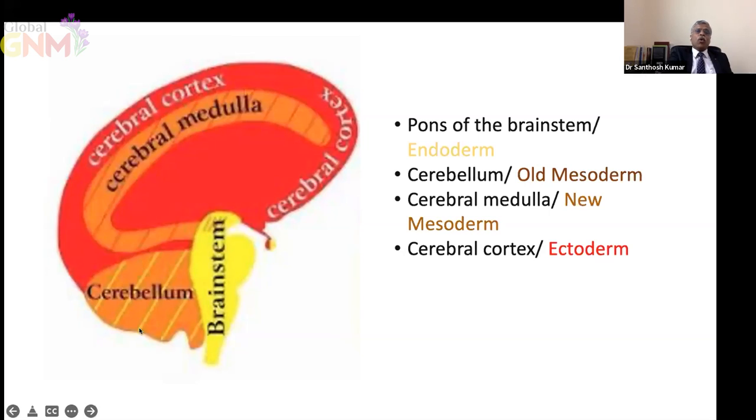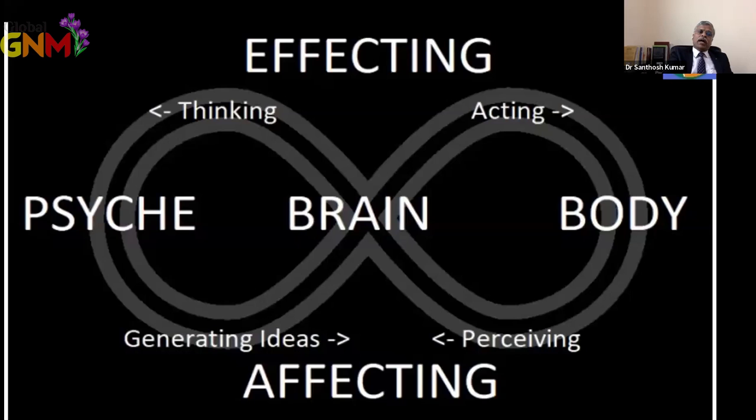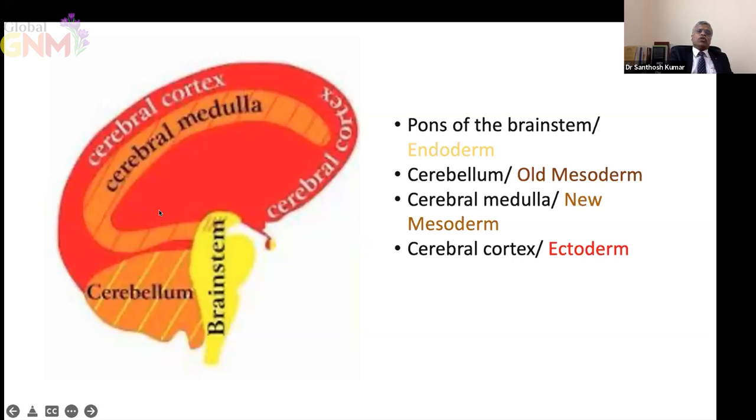The cerebellum is known as the old mesoderm. All the structures produced by the cerebellum are called old mesoderm, and all the structures coming from the new mesoderm are controlled by the cerebral medulla. That is called mesoderm. Cerebral medulla and cerebellum together constitute the mesoderm, and the cerebral cortex constitutes the ectoderm. So depending upon the area where the organ has developed, the control area changes. This is the importance of GNM.